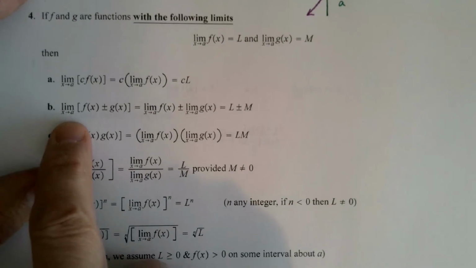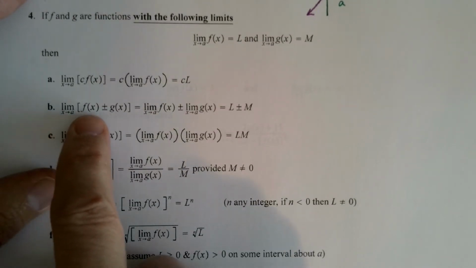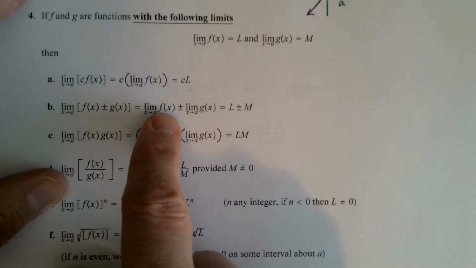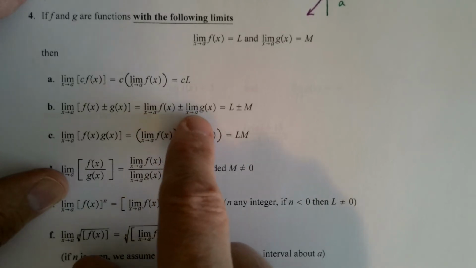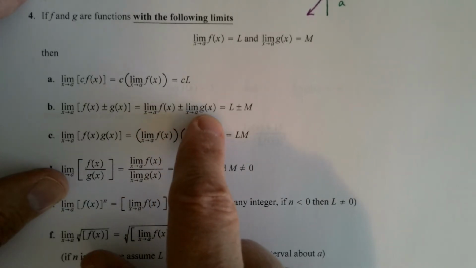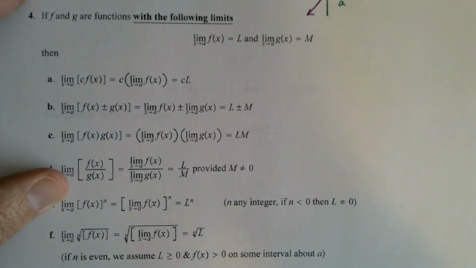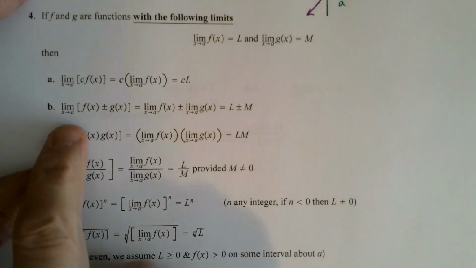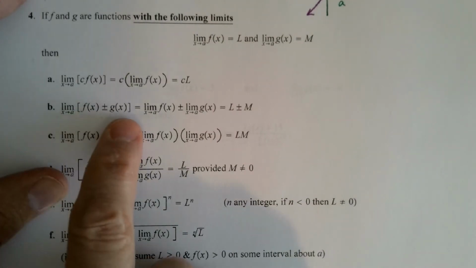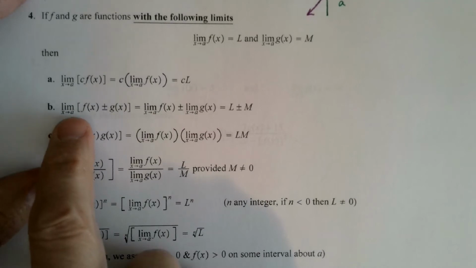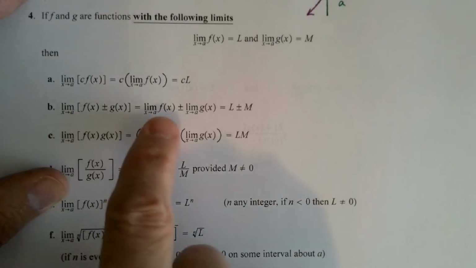Case B here, there's actually two things here. The limit as x approaches a of f of x plus g of x or f of x minus g of x is the limit as x approaches a of f of x plus or minus the limit as x approaches a of g of x, which is of course L plus or minus m, provided those limits are as stated. So again, this says the limit of a sum of functions is the sum of the limits, or the limit of a difference of functions is the difference of the limits.